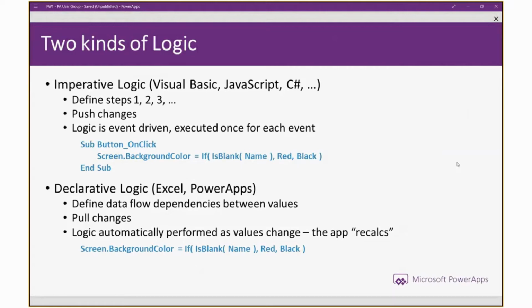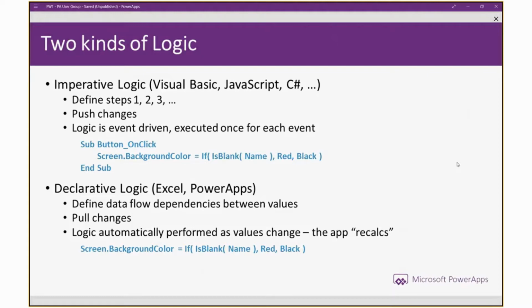So there are 2 kinds of language in the world. There's imperative logic, like we all know and love, where you define steps 1, 2, 3, and you push changes out. You set properties. It's very event-driven. And that stuff is, the event happens, and it is executed once for each event. This is the programming model that we all know and love forever.